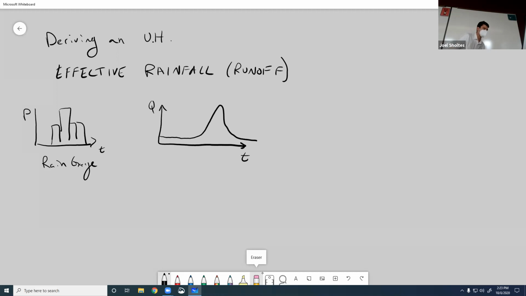So the question is, how do I figure out what is the effective rainfall? This rainfall fell over the watershed, but what actually got converted to runoff? There are some empirical methods to basically separate out base flow from the storm flow, the quick flow.